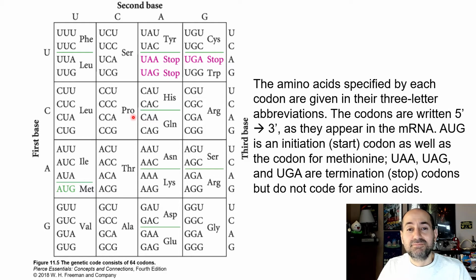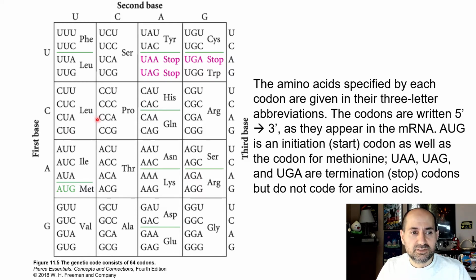The answer is because of the degeneracy of the genetic code, right? You can have more than one codon code for the same amino acid. Remember I told you, why are there 64 different codons and only 20 different amino acids? Well, this is why. The genetic code is degenerate. There is a lot of redundancy, right? So you can see here, similarly, CUU, CUC, CUA, CUG all code for leucine. And isn't that interesting?